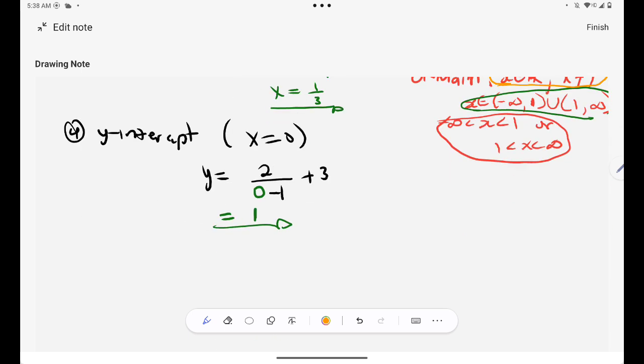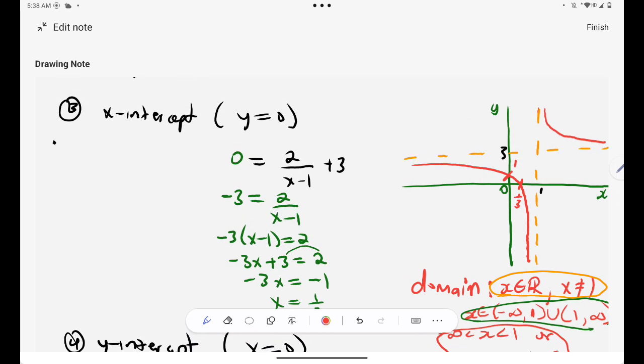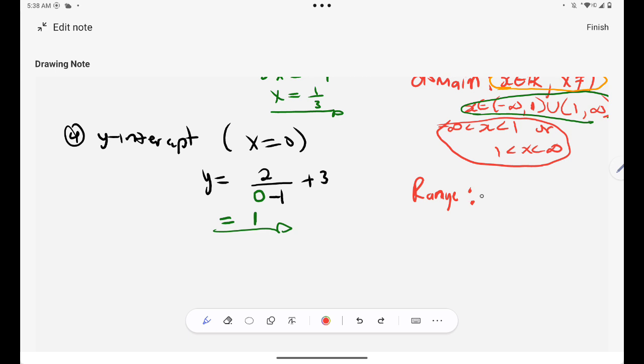Are you together? And then the range. For the range of your graph, you just scan your graph vertically. Whenever you move from top to bottom, or from bottom to the top, where is your graph restricted? I can see that my graph is real everywhere, but the problem comes when y is equal to 3. So for my range, y is an element of real numbers, but y cannot be equal to 3. Are you together?